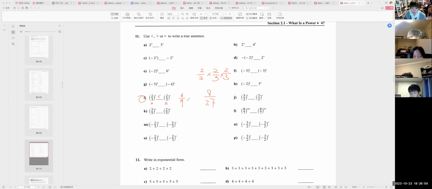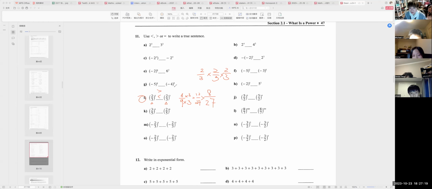Okay, so how do we compare them? You can just times 3 and times 3 to make them the same denominator. So it's 12 over 27, and the other one is 8 over 27. So obviously, this one is bigger than that one.